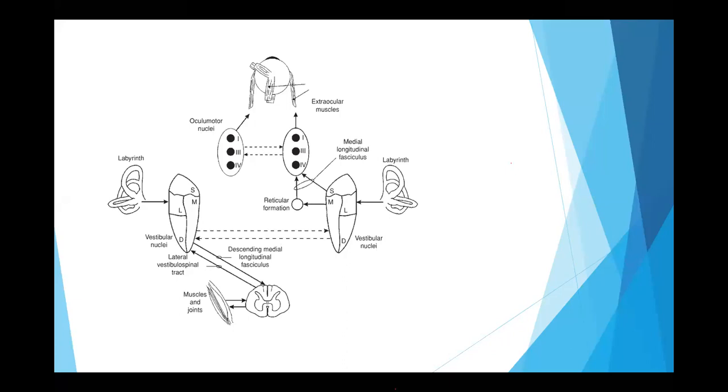The second order neuron is connecting the vestibular nuclei and the oculomotor nuclei. Okay, this one is the first order neuron. This arrow mark is connecting this and this. The second order neuron is connecting your vestibular nuclei and the oculomotor nuclei, and the third order neuron is connecting your oculomotor nuclei and the extraocular muscles. Okay, fine. And this is regarding your VSR, the vestibulospinal reflex.